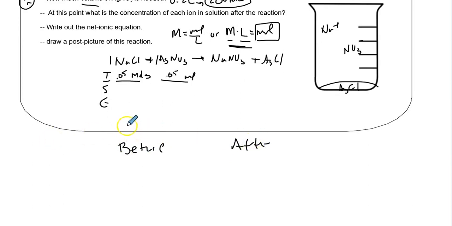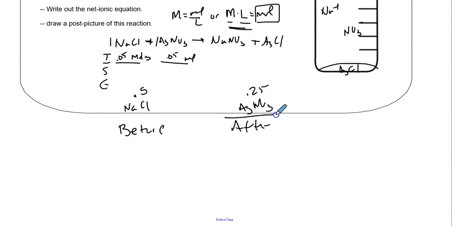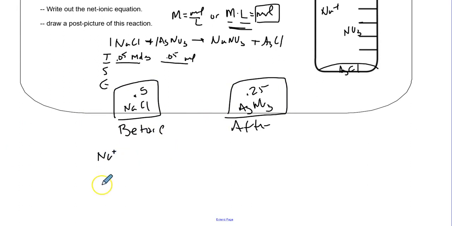I have the NaCl and I have the AgNO3. This is 0.5 and this is 0.25. And these are the two things that I have. I want to know the stuff floating around in solution. The only things floating around in solution are Na pluses and NO3 minuses. This one is 0.5 before, because you take your concentration times 1, which is 0.5, and this is 0.25 times 1, which is 0.25.